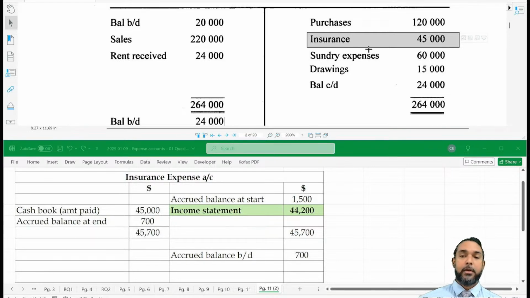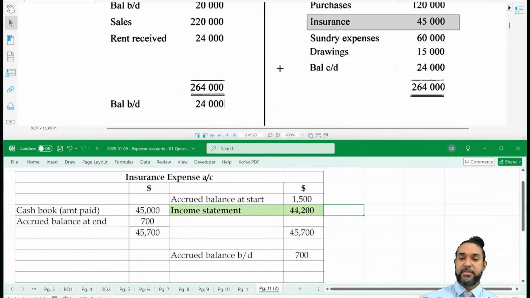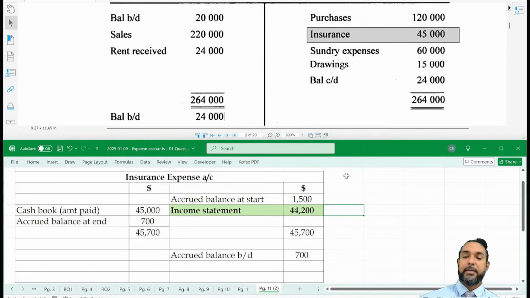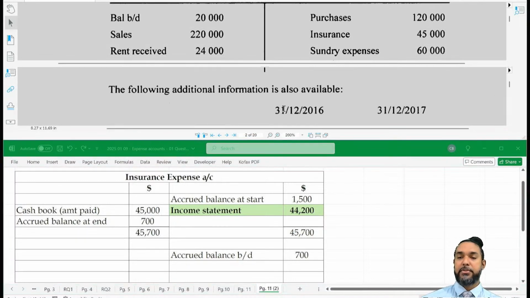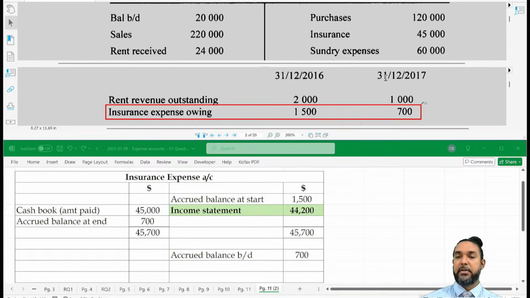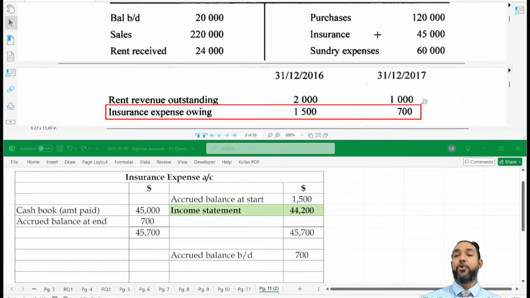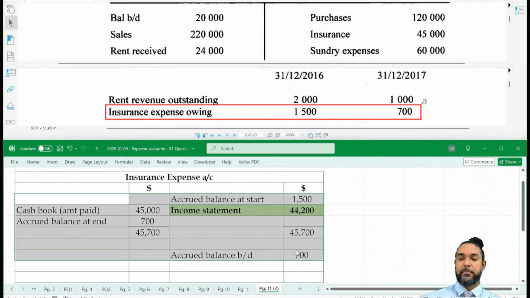So what's missing is the income statement figure. So what we have to do is use the information given to us to calculate the income statement figure. Now, how do we do that? We open up an insurance expense account, like this. Let me actually take out everything. Actually, hold on. This could come out.